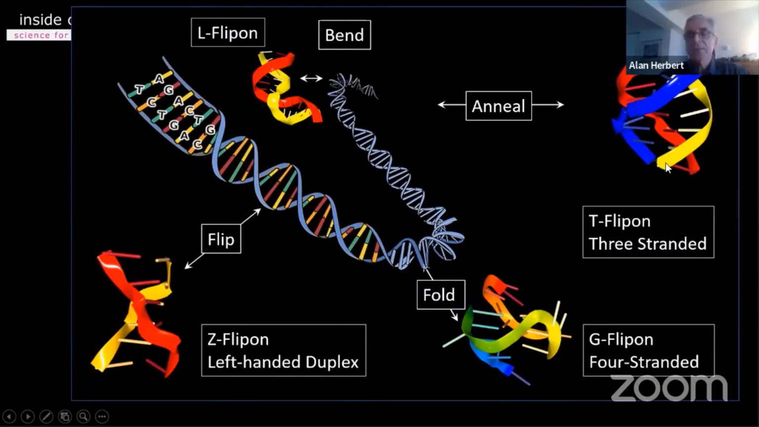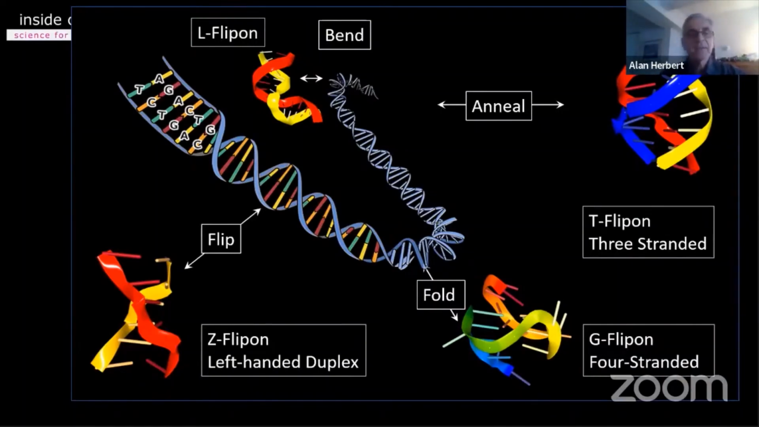You can also take one DNA strand and anneal it to a BDNA helix. You can put it into one of the grooves and end up with a three-stranded structure called a triplex. And also you can do other fancy things by varying the sequence. You can introduce bends into the DNA that restrict its topological properties. So there's no shortage of alternative conformations that DNA can adopt.